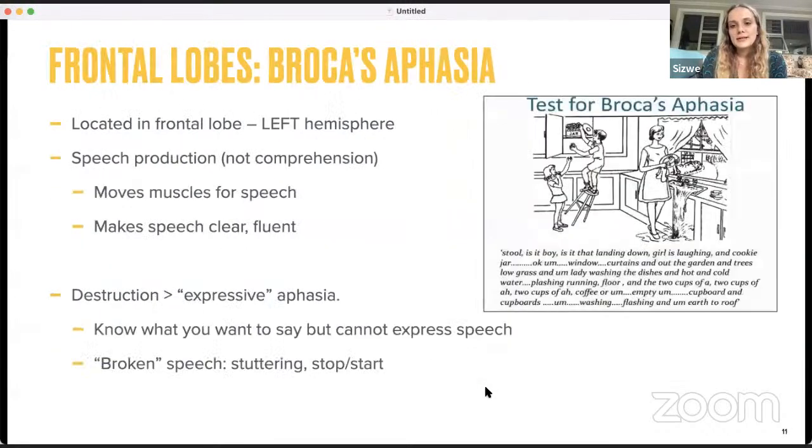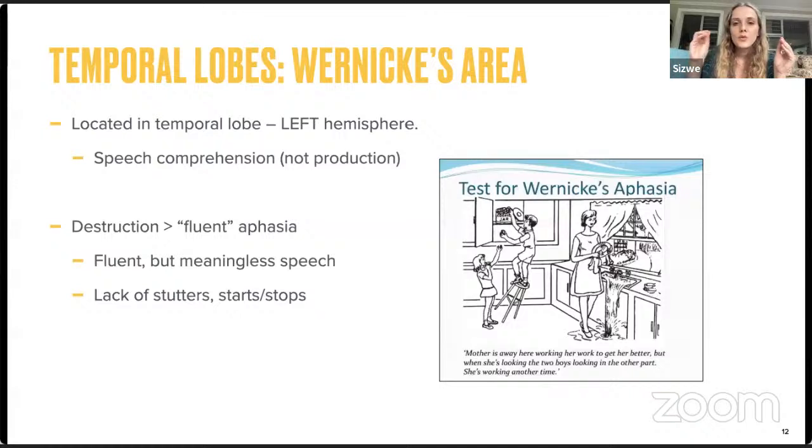So Broca's area, you know what you want to say, but you're not expressing it well. And then Wernicke's area, you're expressing yourself in the right way, but it's meaningless. Okay, so there aren't stutters or starts or stops. So they speak very, very confidently, but it's gibberish. Like it just does not make sense.